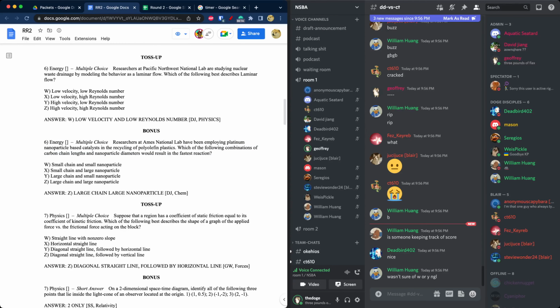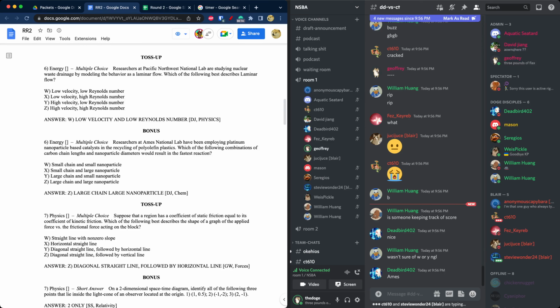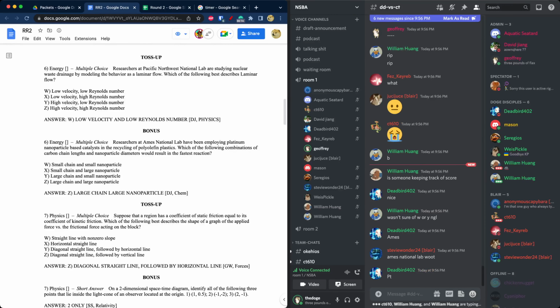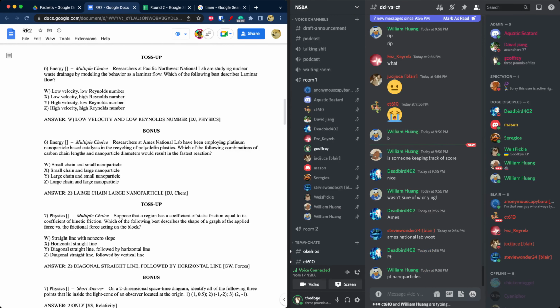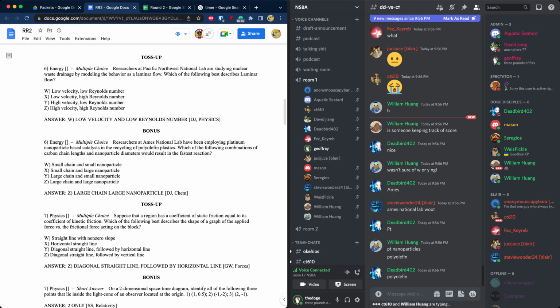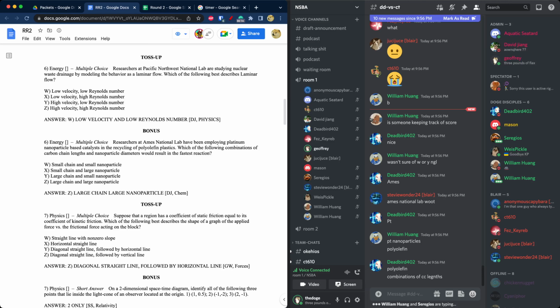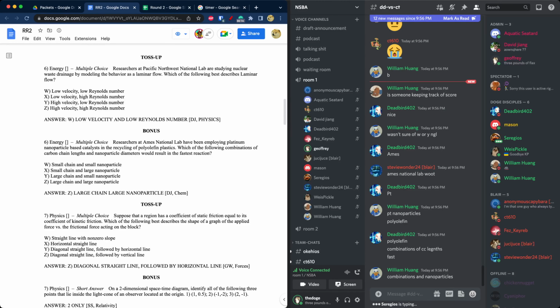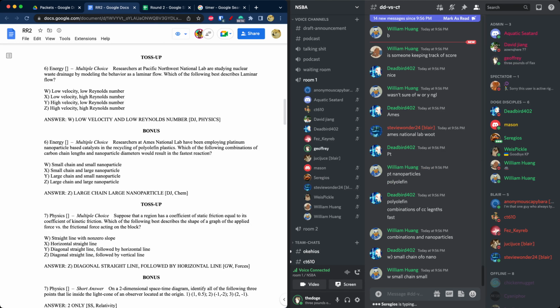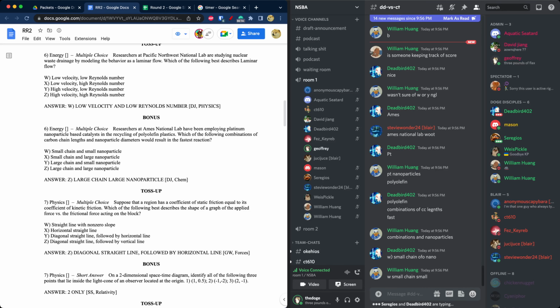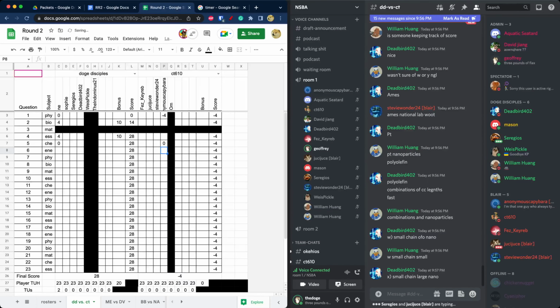Bonus energy multiple choice. Researchers at Ames National Lab have been employing platinum nanoparticle-based catalysts in the recycling of polyolefin plastics. Which of the following combinations of carbon-carbon lengths and nanoparticle diameters will result in the fastest reaction? W. Small chain and small nanoparticle. X. Small chain and large nanoparticle. Y. Large chain and small nanoparticle. Z. Large chain and large nanoparticle.